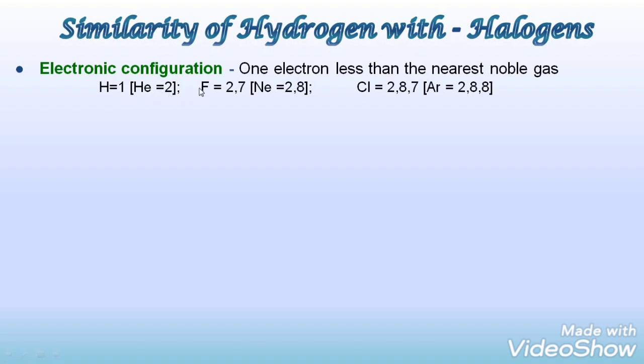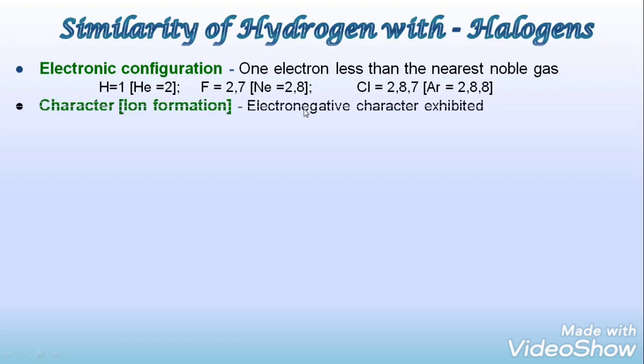Similarly, a halogen like fluorine has 2 and 7 as valence electrons, and neon 2 and 8, which is the nearest noble gas. So fluorine has 1 electron less than neon, chlorine 2, 8, 7, argon 2, 8, 8. That means chlorine has 1 electron less than the nearest noble gas, argon.